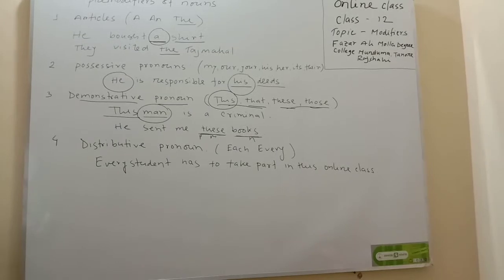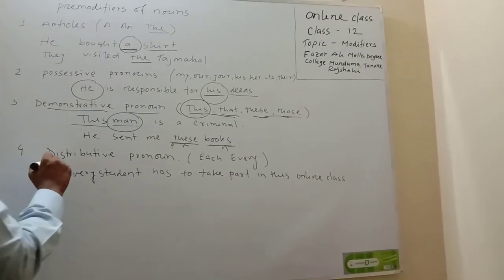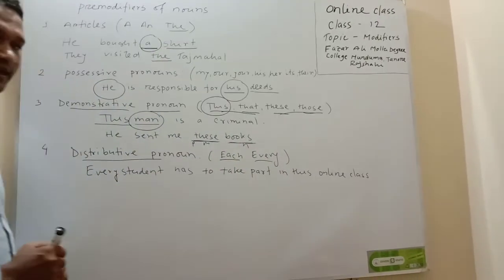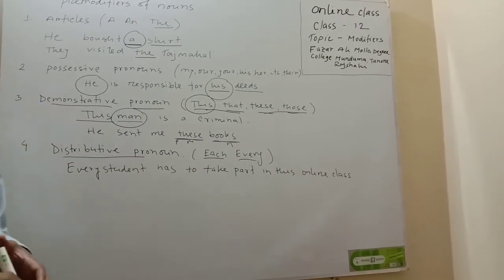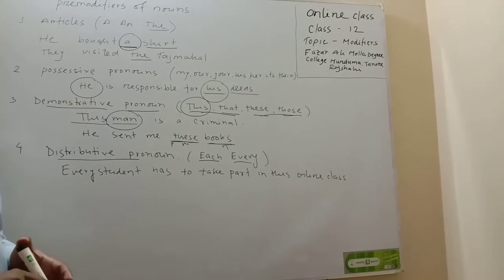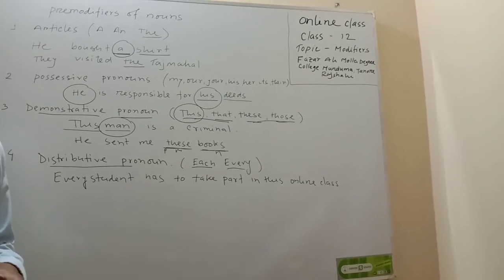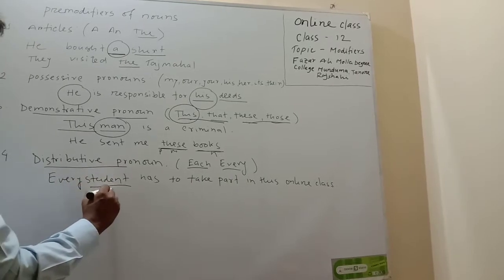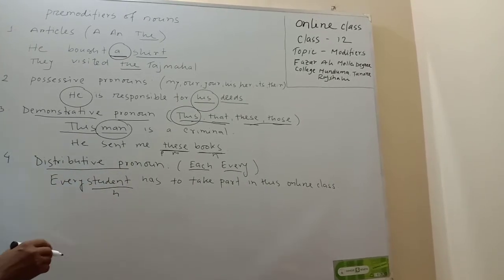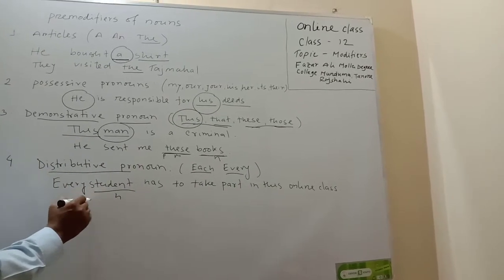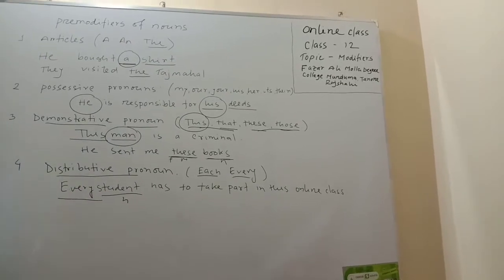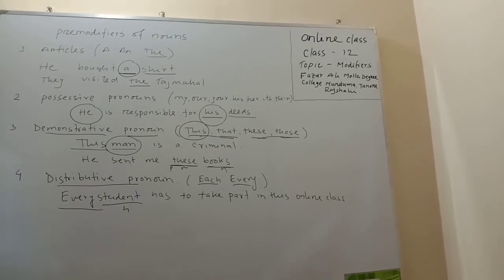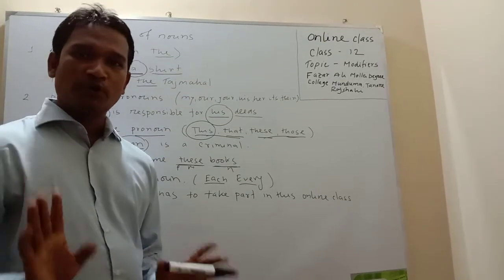So the number four, distributive pronoun. We have two distributive pronouns: each and every. Both each and every are used before a singular countable noun. Look at the example here. It's a head word and it is a singular noun. And before the singular noun, I have used every. So every is a distributive pronoun. I hope you have understood my point.